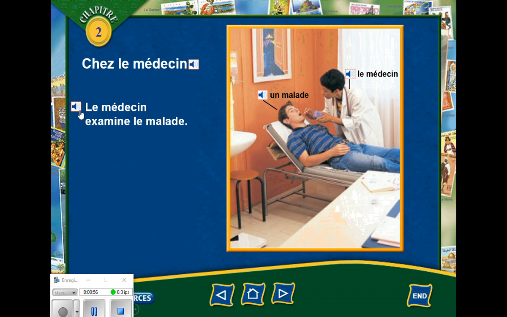Le médecin examine le malade. So here's my verb, examine. It's an ER verb. It looks like what it means, to examine. The doctor examines the patient.